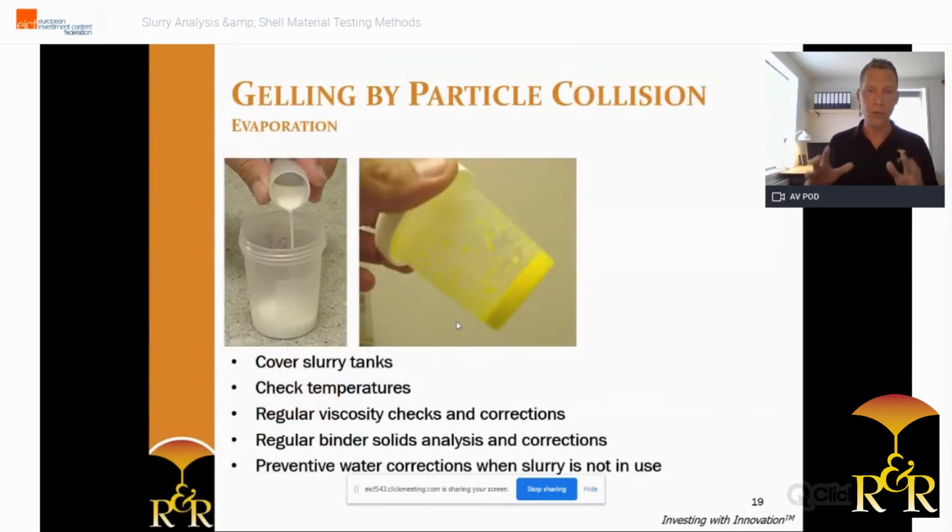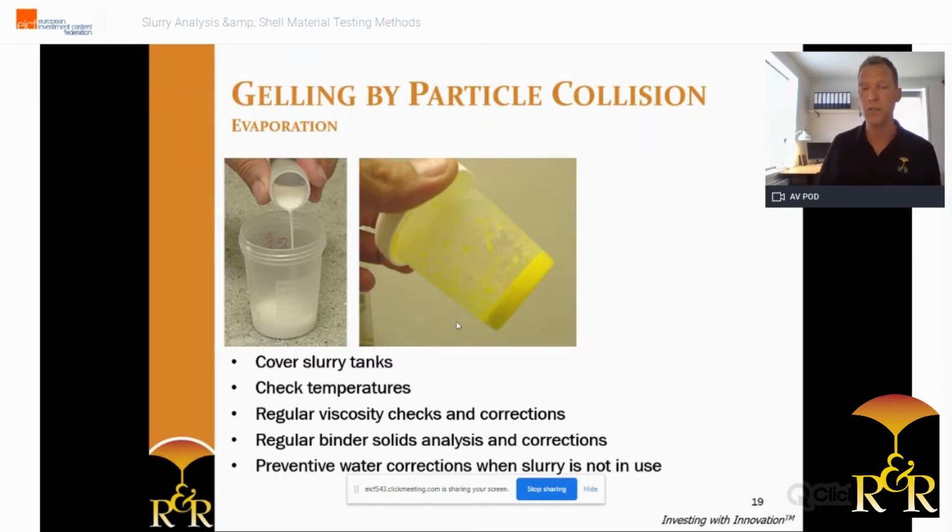So next to the particle charge, an increase of the particle concentration could be a reason for binder instability and gelling. Because while a slurry is in motion, it evaporates water, but it also absorbs water. And it's a reason to control the viscosity and make corrections when this is needed. And when the corrections on the viscosity and the binder solids are not made consistently, too much water will evaporate, which increases the concentration of the particles in the binder.